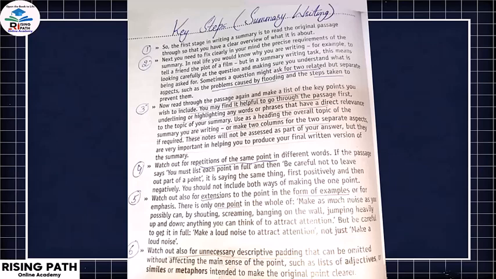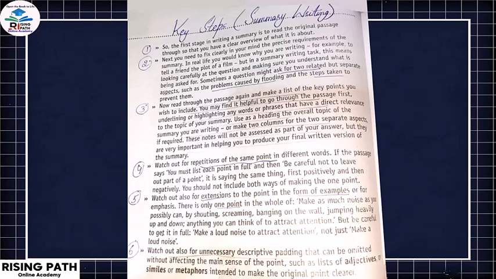Number 4 is to watch out for repetitions of the same point in different words. So you have to avoid the repetition of the same point. Make sure that you write one point and then move to another. If there is an elaboration of that point, don't repeat it. This is one of the mistakes of the students. They waste their words. In summary writing we have to save our words like we save our money, and we also have to leave out the examples and illustrations. Remember that we have to leave out examples and illustrations when we are collecting the points and writing the summary.